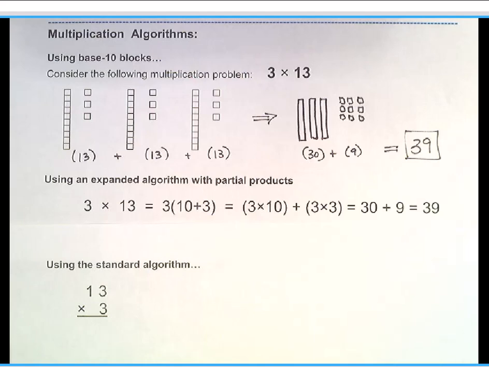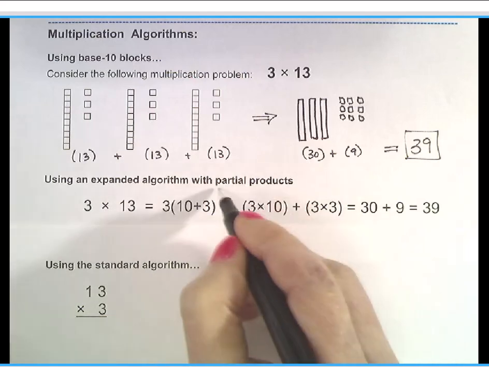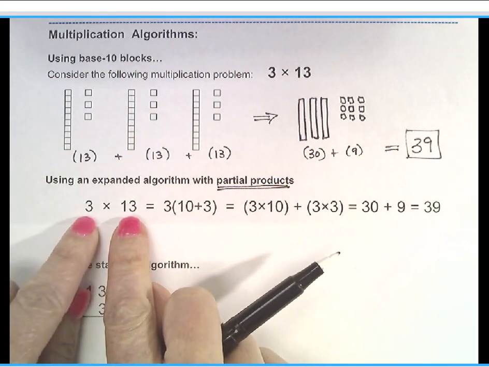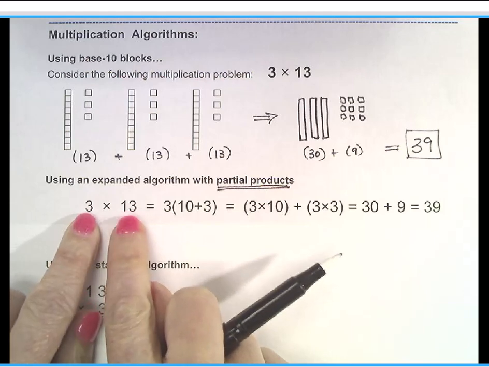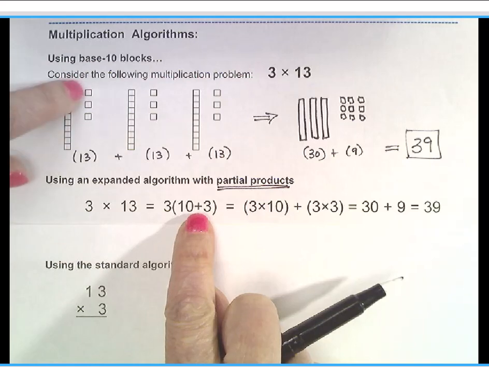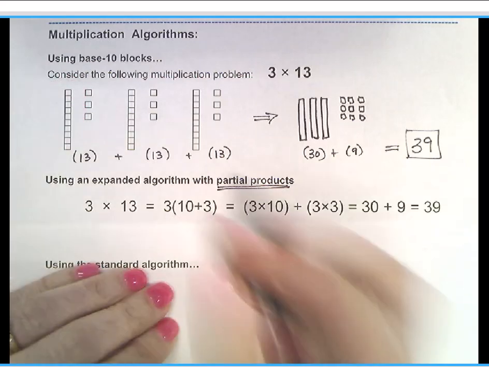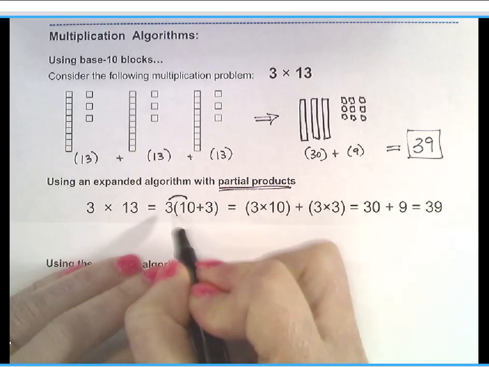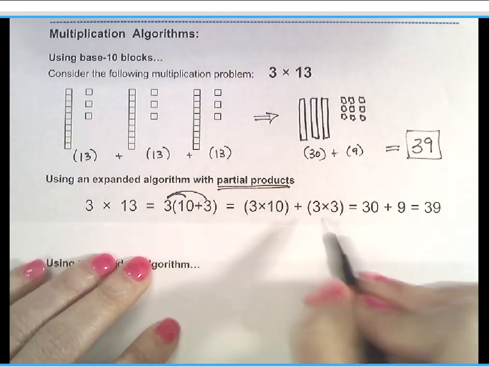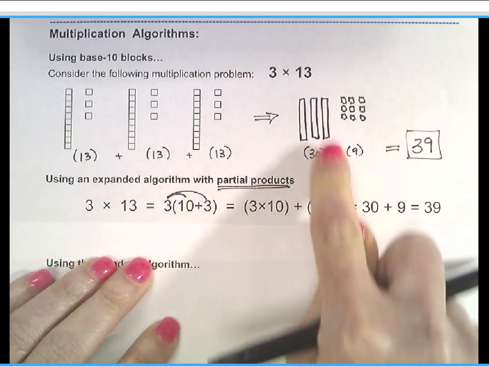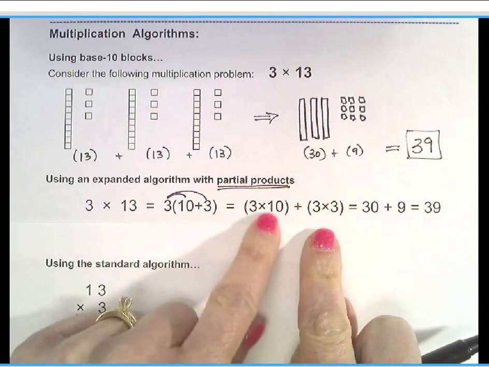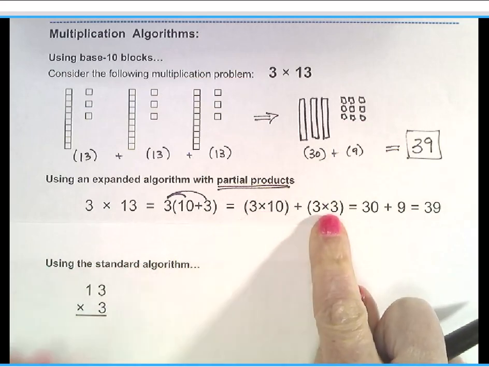So then if we use an expanded algorithm with partial products, remember partial products means we're going to break apart the second number. So I have 3 groups of 13. So I'm going to rewrite the 13 as 10 plus 3, because that's what it was. It was a 10 and then 3. And if you distribute, I had 3 times 10, so I had 3 10s, and then I have 3 3s, which is exactly what we're showing right here. 3 10s and 3 little groups of 3. Well, this is 30 and this is 9, and so we come up with 39.